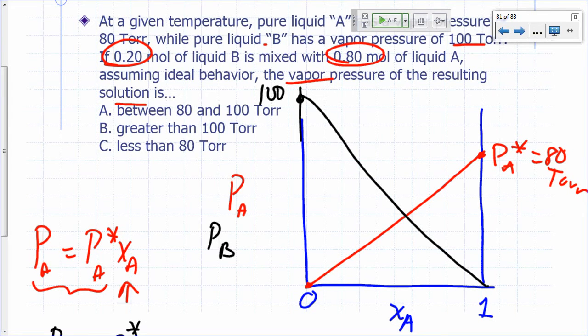So if you add these two up, the black and the red, what you'll find is you just get this straight line right here. So a mixture of the two will have a vapor pressure that's in between. Okay, so that would be the consequence of both liquids following Raoult's law. Now, they're not necessarily going to follow Raoult's law. Like I said, there tends to be deviations from Raoult's law. We're not going to get into that. This would be the ideal case.